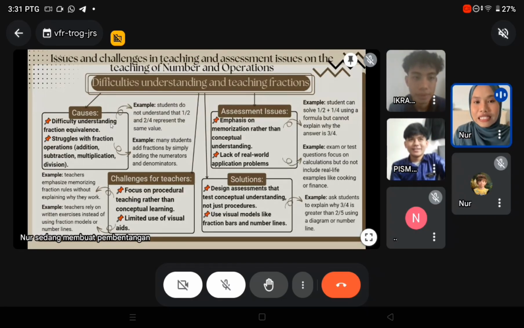The next is struggles with fraction operations in terms of addition, subtraction, multiplication, and division. For example, many students add fractions by simply adding the numerators and denominators.